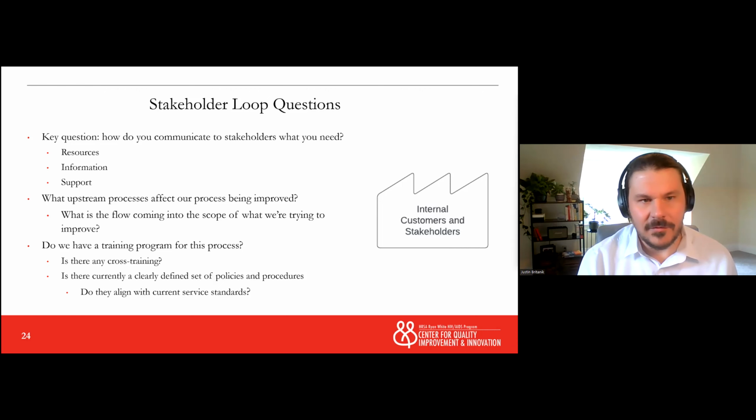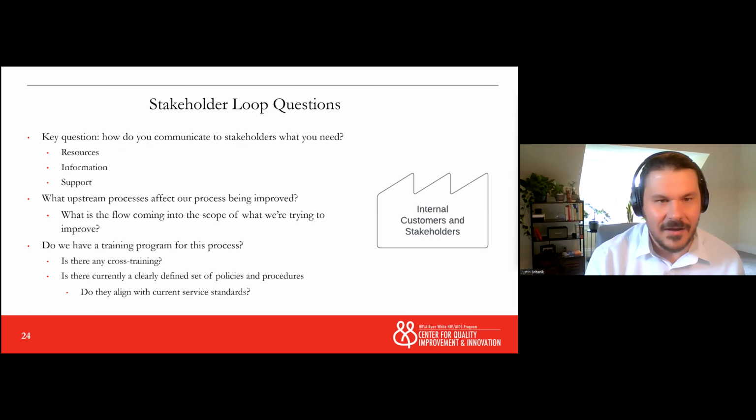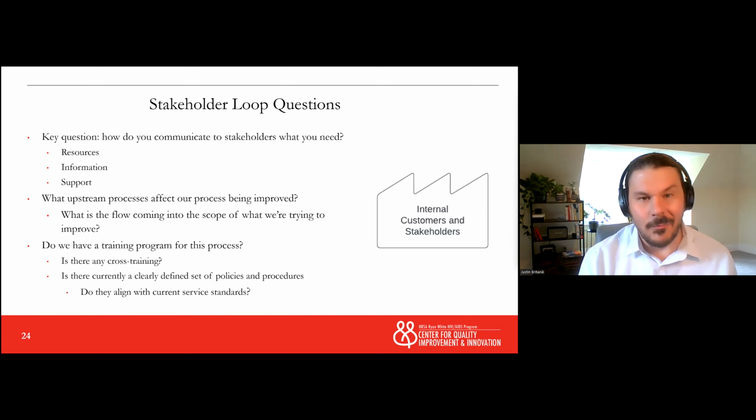What upstream processes affect the process being improved? If we're coming in with really backed up flow, maybe we need to look upstream before we take this on as an improvement priority. Sometimes you can see that even coming into the system, there can be issues. Is there training for this process? Is there cross training? Do we currently have clearly defined processes and procedures? Anytime there's a handoff point, the people on both sides of that handoff should understand what a win looks like.